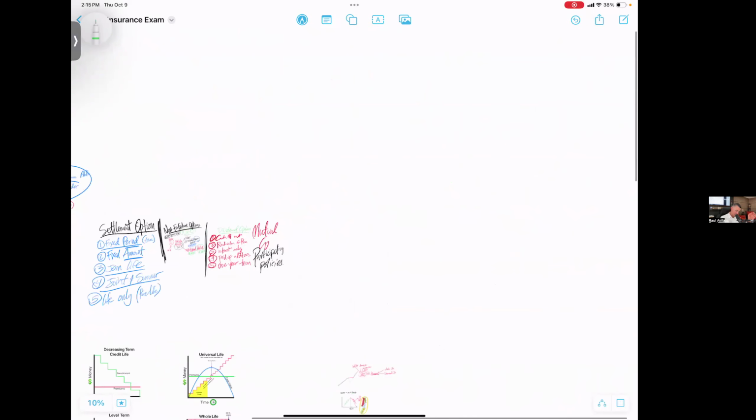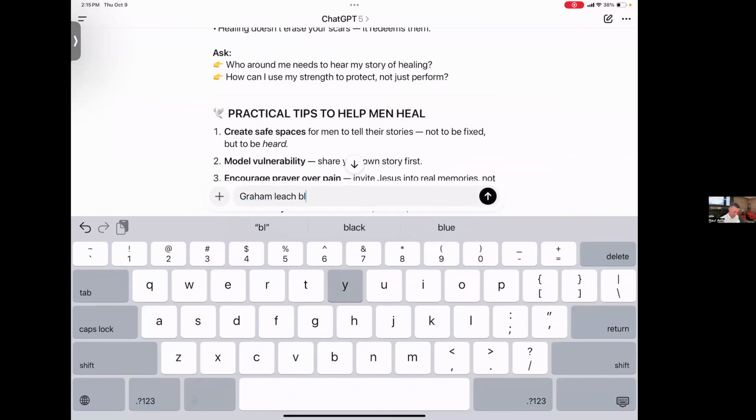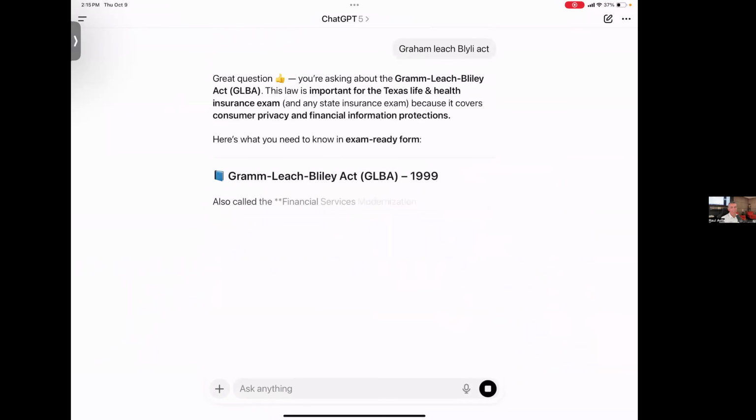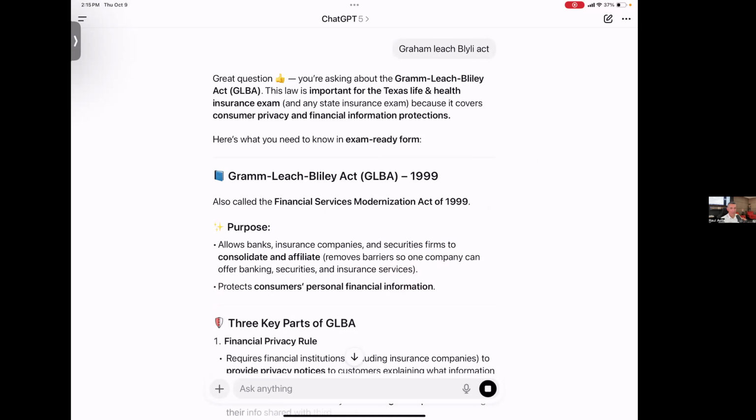Another one I wanted to go over was the Gramm-Leach-Bliley Act. I don't even know if that's how you spell it. That's okay. ChatGPT, my buddy Chad, is going to get it right. Watch. There it is. You see that? Gramm-Leach-Bliley Act. He could read my mind. He knows what I'm talking about. It's my friend Chad. He's the man.